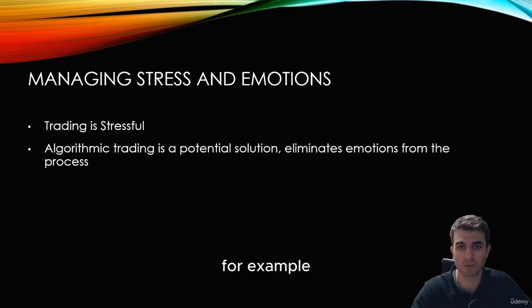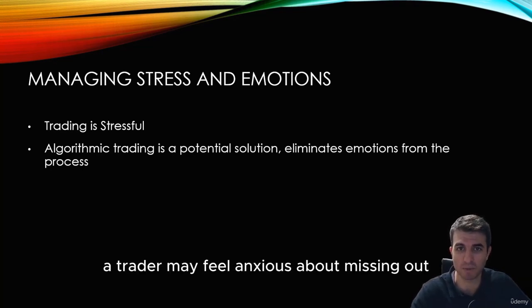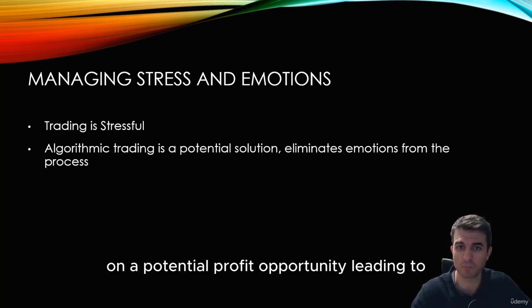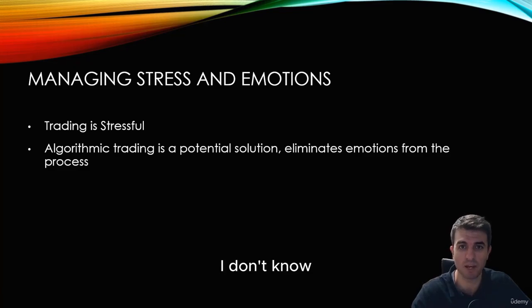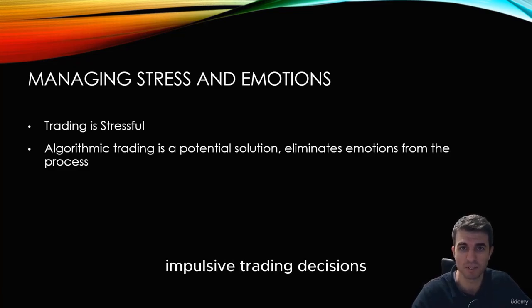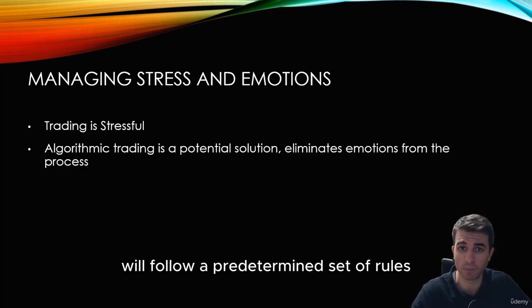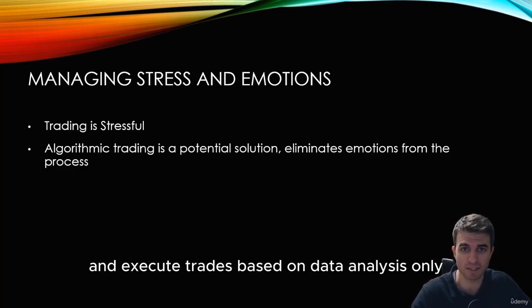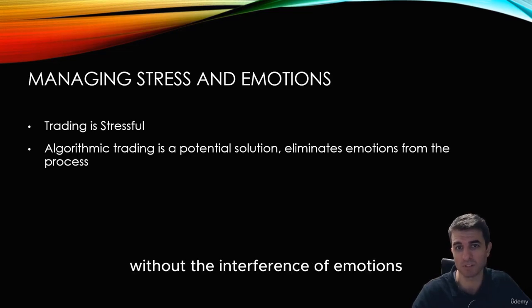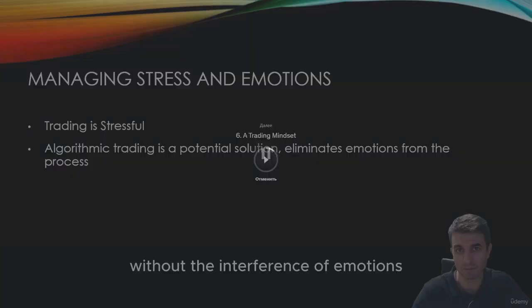So for example, a trader may feel anxious about missing out on a potential profit opportunity, leading to impulsive trading decisions. An algorithmic trading system, on the other hand, will follow a predetermined set of rules and execute trades based on data analysis only, without the interference of emotions.